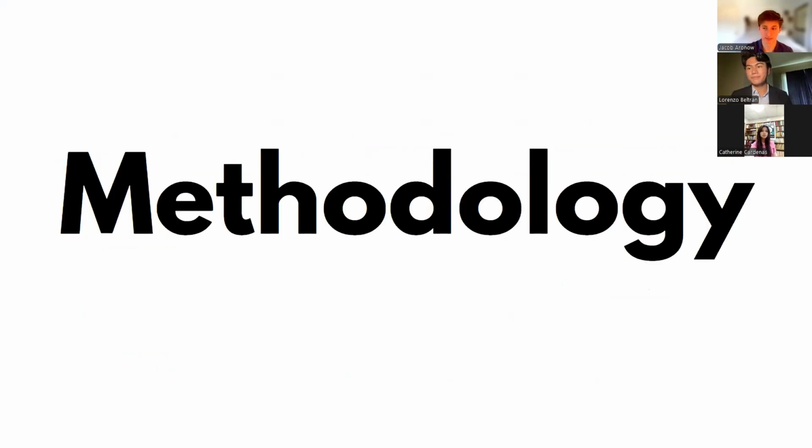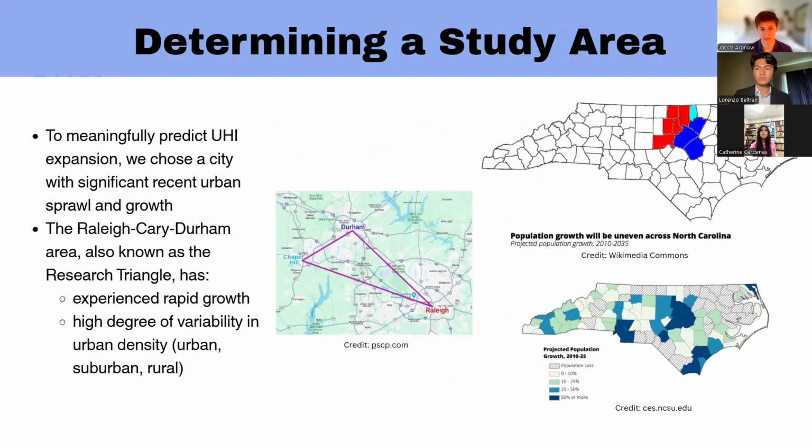Now for the methodology. To develop a generalizable model for urban heat island expansion, we first had to choose a study area with rapid urban change. As you can see on the map to the right, North Carolina has seen widespread population growth, especially in the central region. This is most evident in Wake, Durham, and Orange counties, which make up the core of the Research Triangle. What makes this region especially useful for our study is a high degree of variability in land use. It includes urban, suburban, and rural areas, allowing us to train a more nuanced machine learning model.